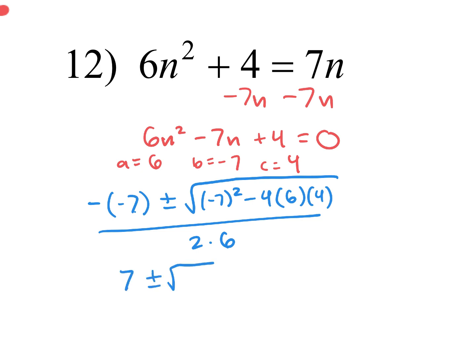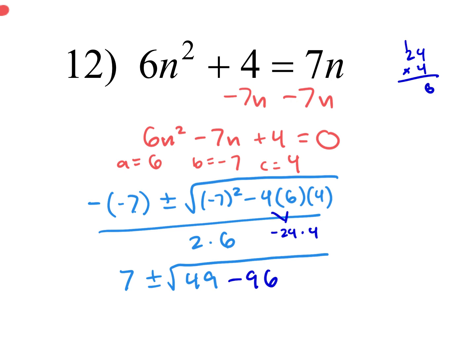Plus or minus, what's negative 7 squared? 49. What is negative 4 times 6? Negative 24. And negative 24 times 4? Negative 96. If you don't know that, write it down. We have 24 times 4 and multiply. So 4 times 4 is 16. 4 times 2 is 8, plus 1 would be 96.